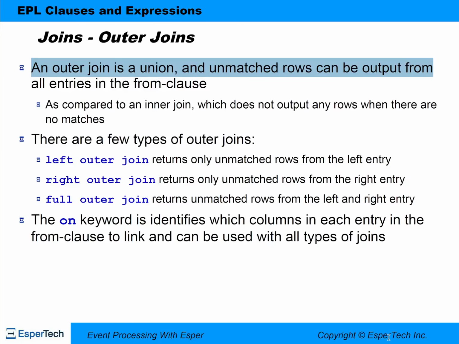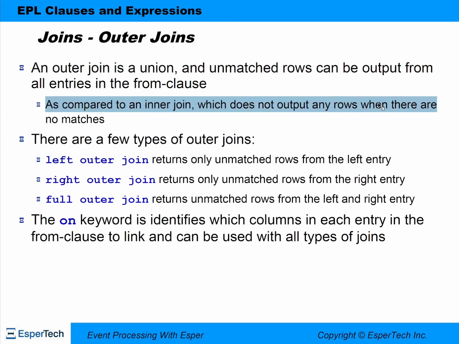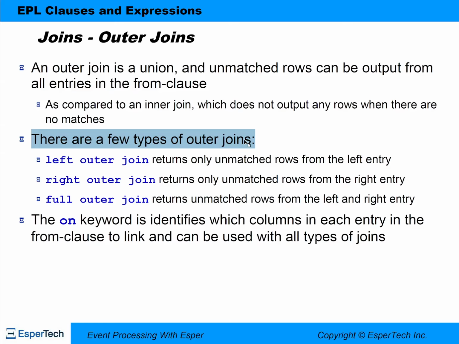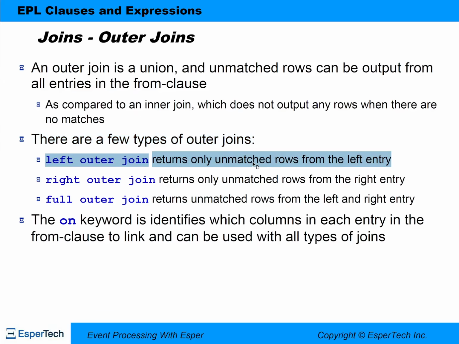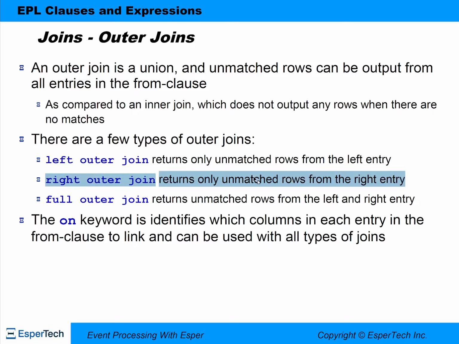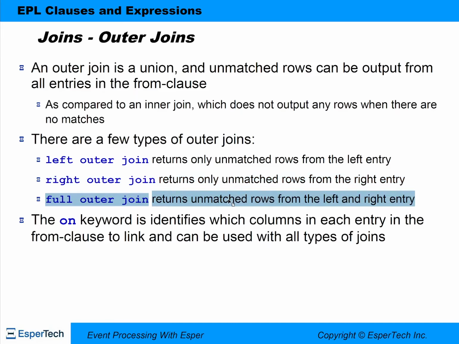An outer join is a union, and unmatched rows can be output from all entries in the from clause, as compared to an inner join, which does not output any rows when there are no matches. There are a few types of outer joins. Left outer join returns only unmatched rows from the left entry. Right outer join returns only unmatched rows from the right entry. Full outer join returns unmatched rows from the left and right entry.